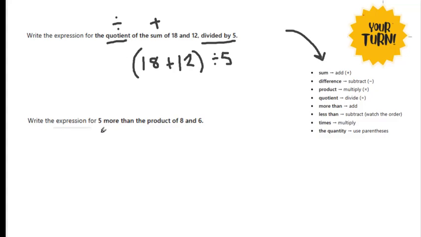Let's do number 2. Write the expression of 5 more. So it's going to be 5 more than, 5 more than what? See, this is 5 more than something. Then the product of 8 and 6. So 8 times 6. So you see that more than puts it at the end of the expression.